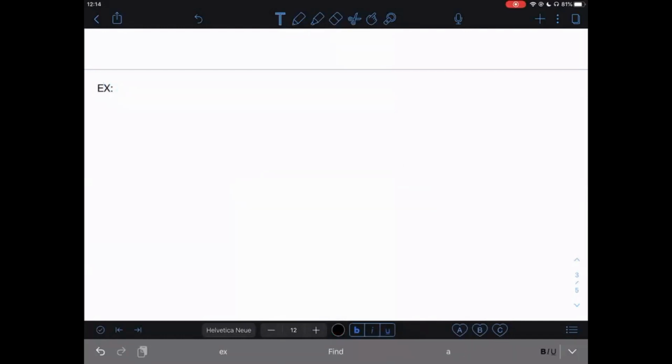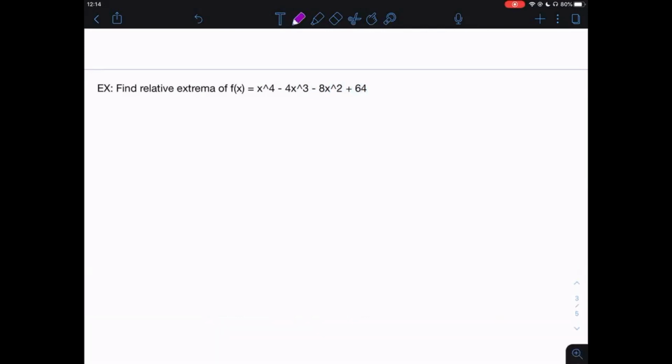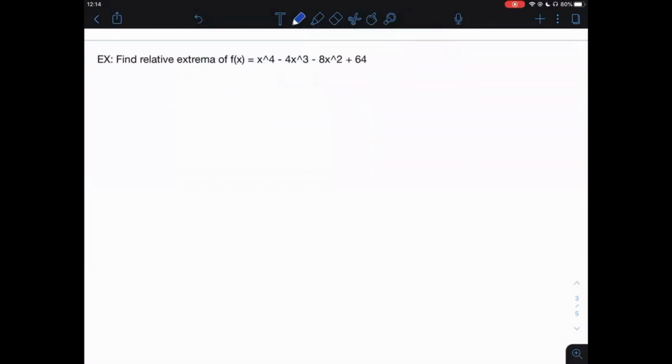All right, so for the next example, let's find the relative extrema of f of x, where f of x will be x to the 4th minus 4x cubed minus 8x squared plus 64. Yeah, let's do that. All right. So let's find the relative extrema of this function with a degree of 4.